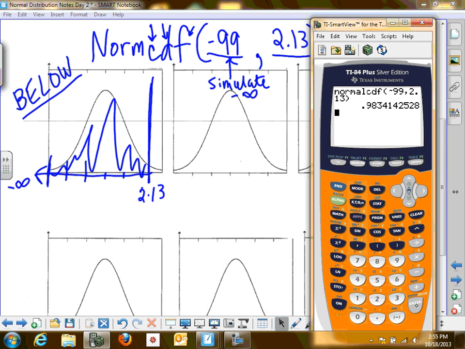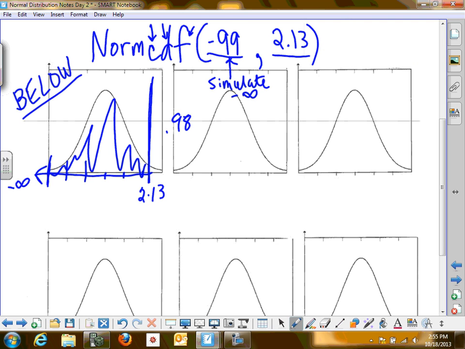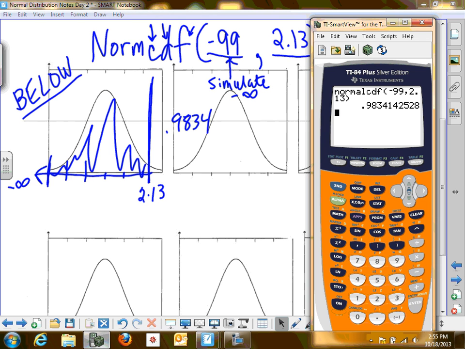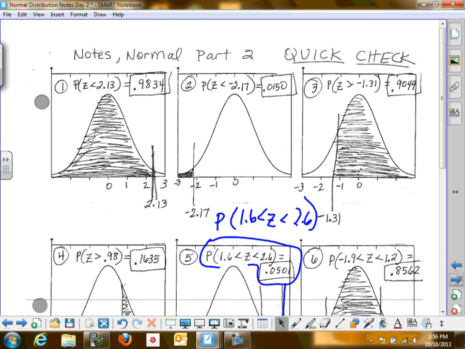Now, the answer is 0.9834. If you have a newer calculator, then it gives you a different screen, and it asks for the bounds. Well, guess what? -99 is your lower bound, 2.13 is your upper bound, and 0 is the mean, and 1 is the standard deviation. Okay? Hey, by the way, notice that that's the exact same value we got when we did this with our z-chart. Okay? Let's do this problem.